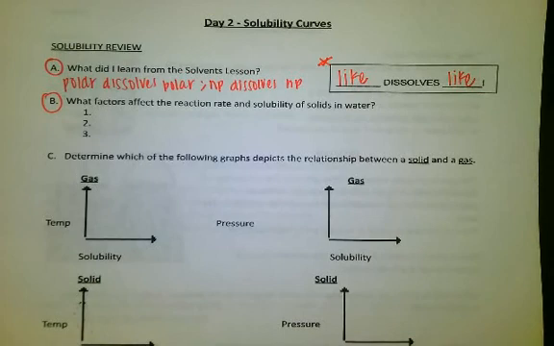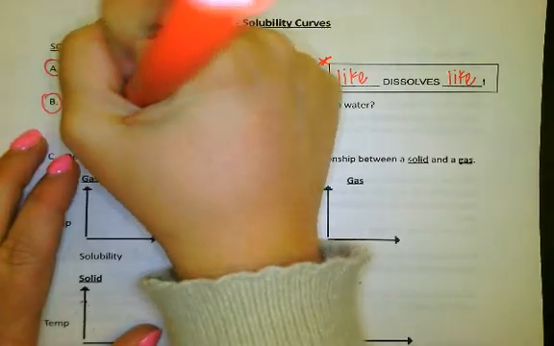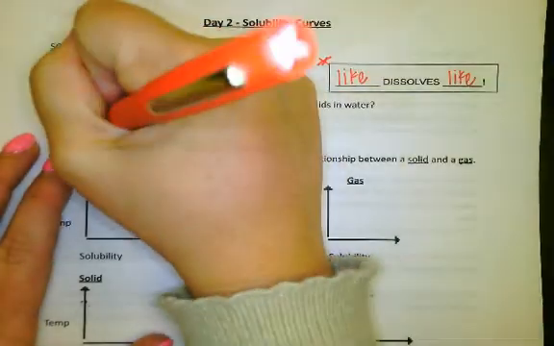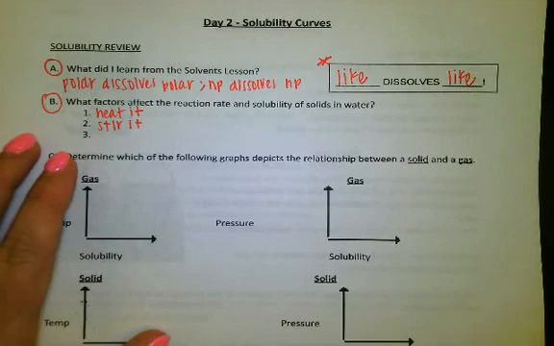All right, the next part. What factors affect the reaction rate and solubility of solids in water? Who can tell me one factor? Let me say it a different way. What is going to allow me to make sweet tea in the most effective way? Temperature, so heating it up. What else? Stirring it. So heat it, stir it, and what else?